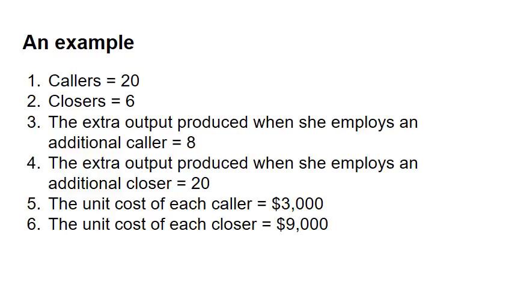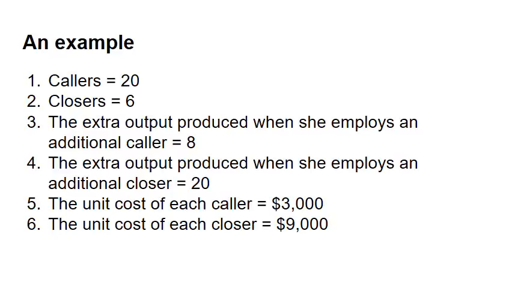Here's an example of how to use information about whether a combination of employment levels is optimal. The example supposes that Lisa runs the extended warranty division for an automobile retailer. The division uses two inputs, callers and closers. Lisa requested an increase in the division's budget.